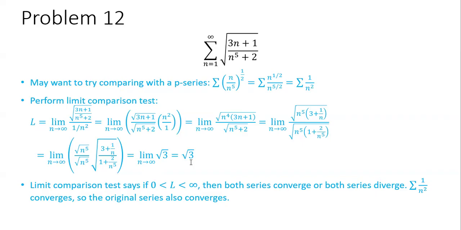Okay. Now, what does the limit comparison test say? If it's finite and positive, this limit, then both series converge or both series diverge. This guy's a p series with p equals 2. We know it converges. So therefore, our guy also converges. So the hard part for this one, in my opinion, is picking the series to compare to. And then the next hard part was the algebra.